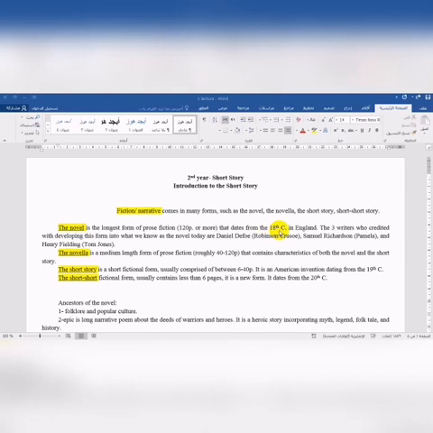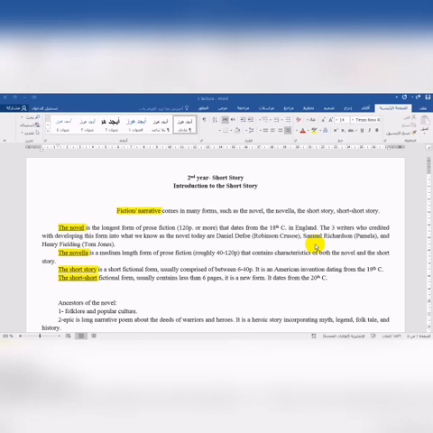The birthday of the novel in England is in the 18th century, and we also have the prominent figures of the novel: Daniel Defoe, Samuel Richardson, and Henry Fielding. Those are the writers of the English novel in the 18th century, and we consider them the fathers of the novel.